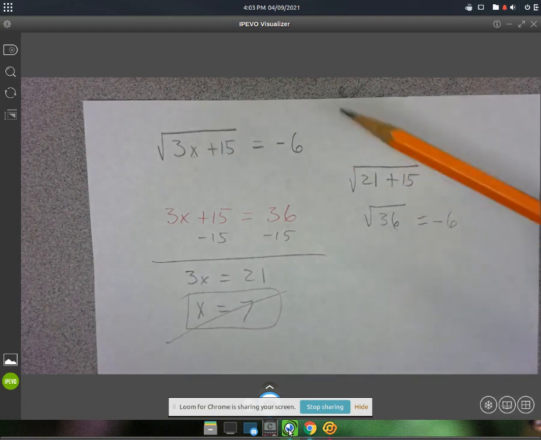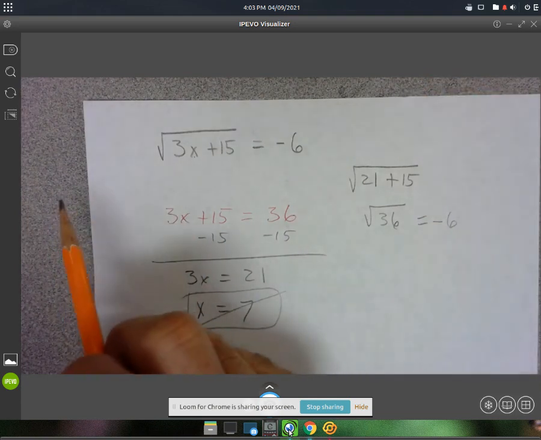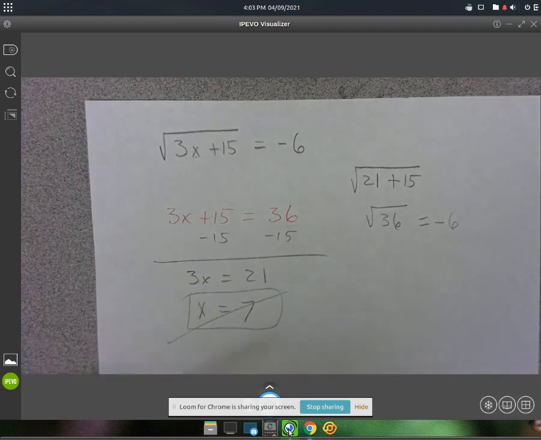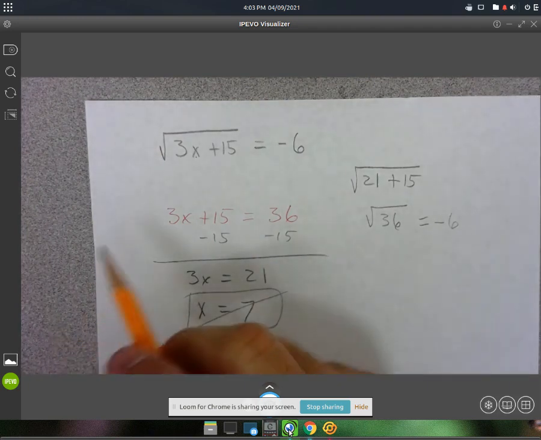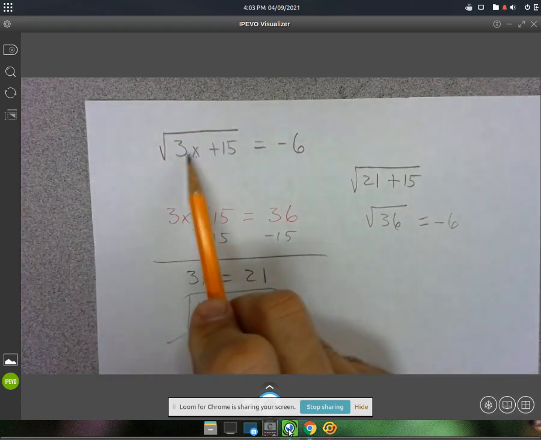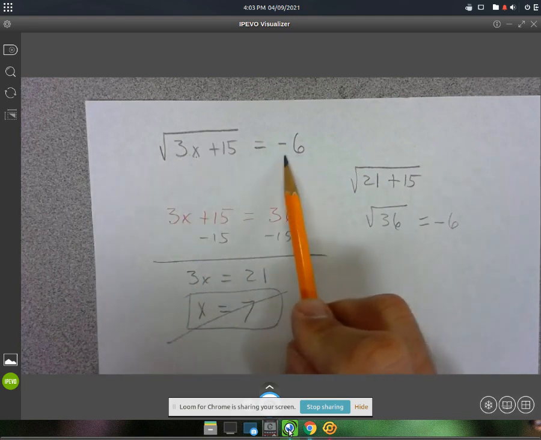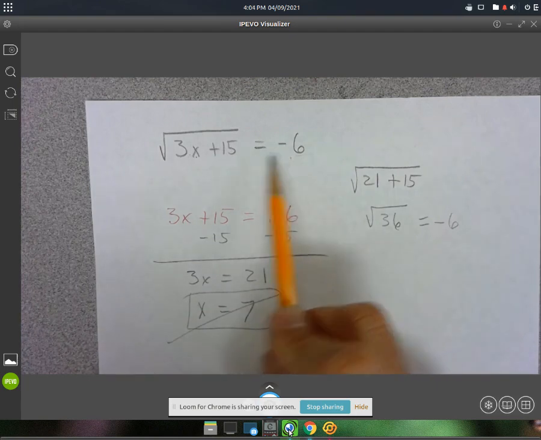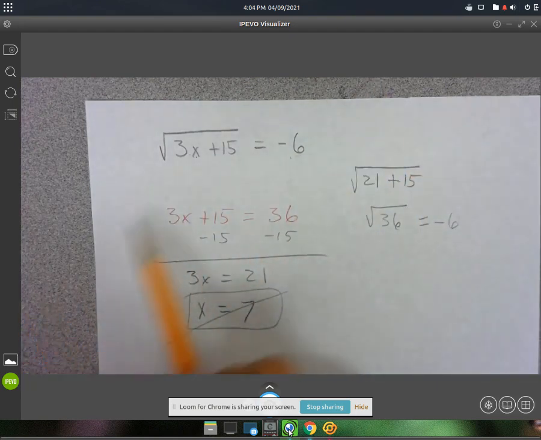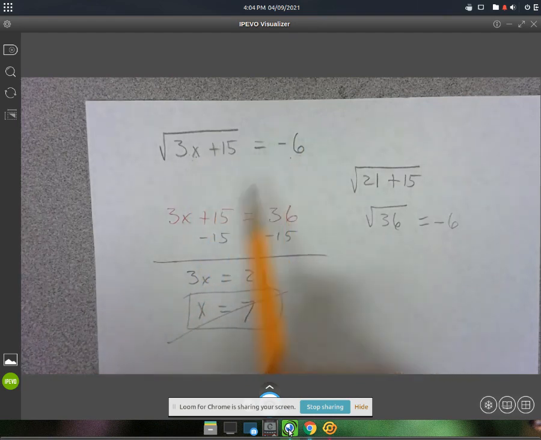All right, so when you're doing radical equations like this, that won't be the case. The reason why has to do with the range of your square root function. This particular square root function doesn't have a negative 6 in the range. So what that means is that there's no input that you can plug in that will give you negative 6 as an output.